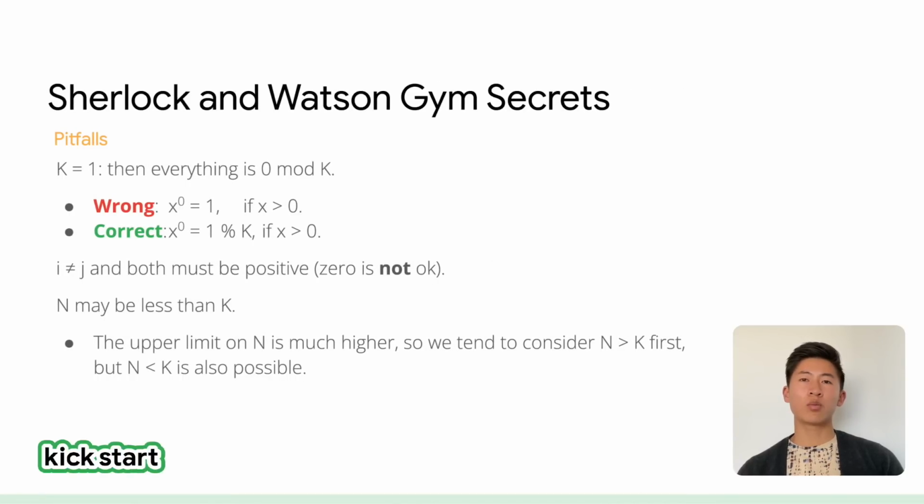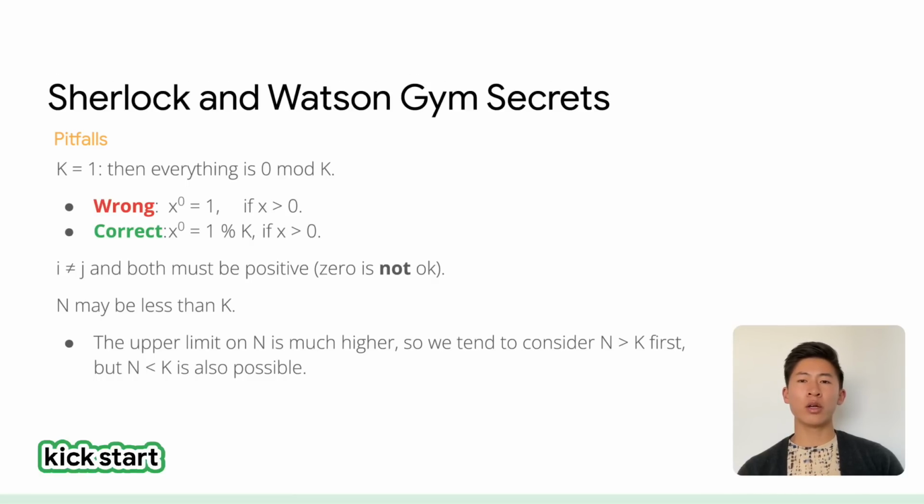In this problem, I noticed a few things. First, k is allowed to be 1. This is tricky because we're looking at numbers modulo k, and we generally think that anything raised to the 0th power is 1. But if k is 1, then a number raised to the 0th power mod k will be 0, not 1. Additionally, the first integer in the pair i can't equal the second integer j, and both of them must be positive.